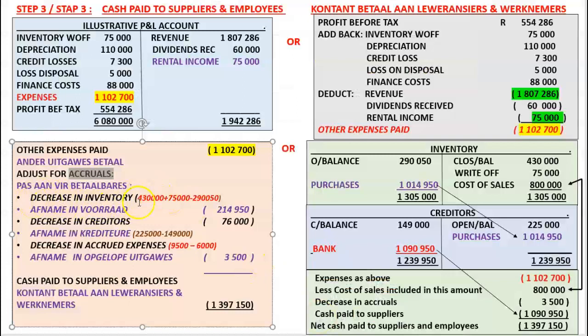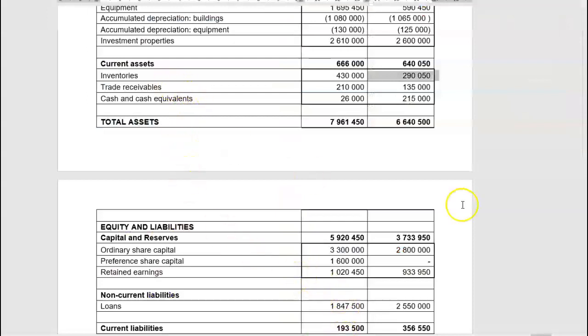So decrease in inventory: 430,000 plus 75,000 less 290,050 gives us then a total of 214,950. It's quite important. Right, for the rest, it's straightforward.